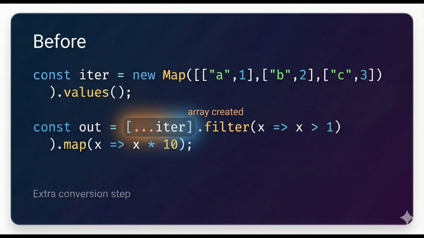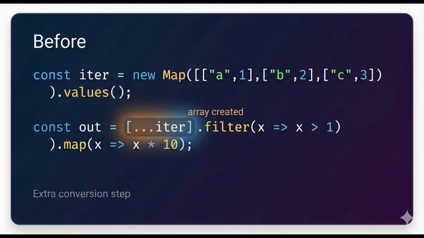Now look at the common approach people do. They convert that iterator into an array first just so they can run filter and map. So the workflow becomes convert everything, then filter, then map. Yes, it works, but it creates a full array immediately, even if you only needed a few results.